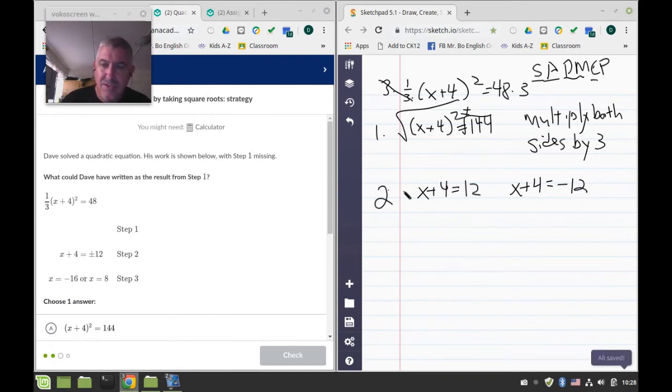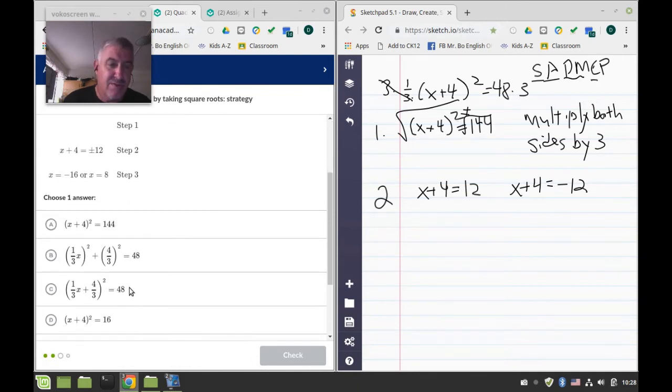And that looks right there. So this is our first step. Our first step is x plus 4 squared equals 144. Let's see if we can find that. There it is, right there.